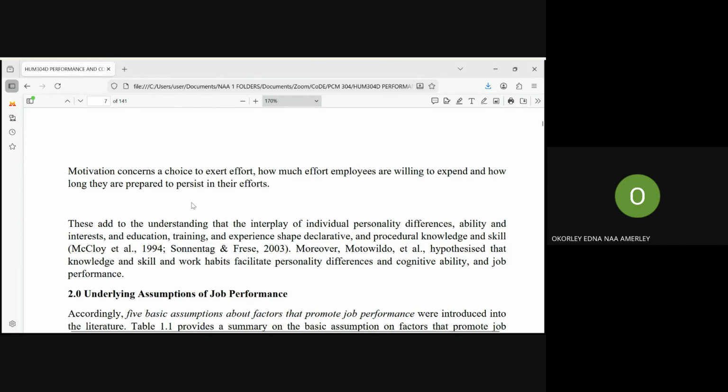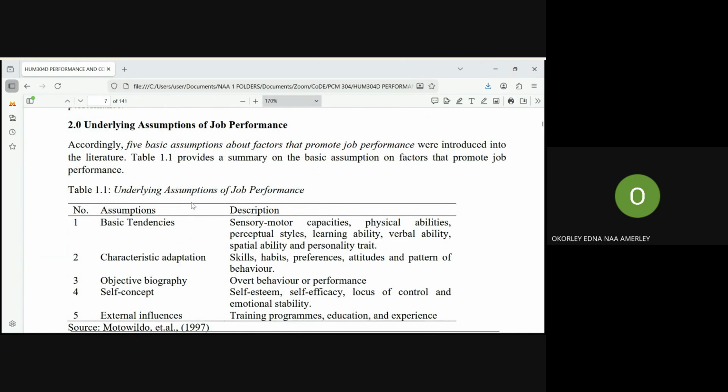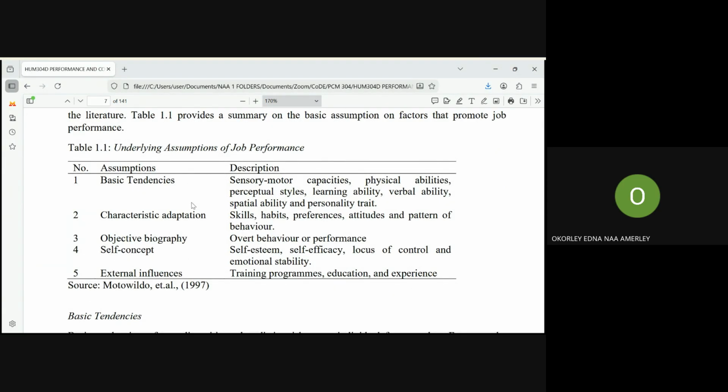So let us move on and look at the underlying assumptions of job performance. We have five underlying assumptions, and the first one is the basic tendencies. We have it in a table form. According to Motowidlo, there are five assumptions. These assumptions are basic tendencies, and under the description we are saying that sensory motor capacity, physical ability, perceptual styles, learning ability, verbal ability, spatial ability and personality traits are basic for everybody.